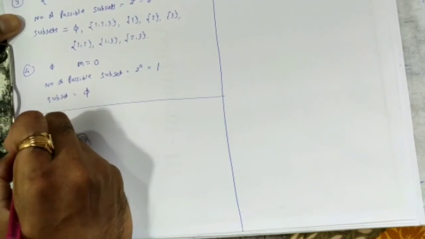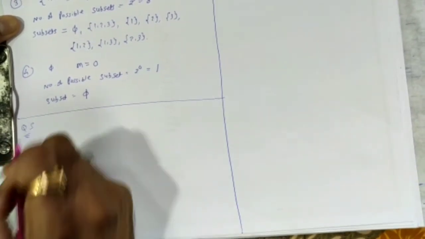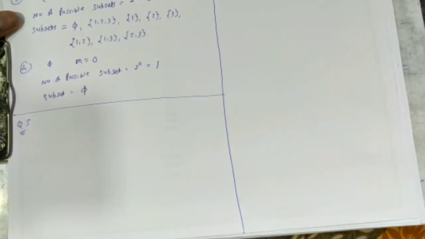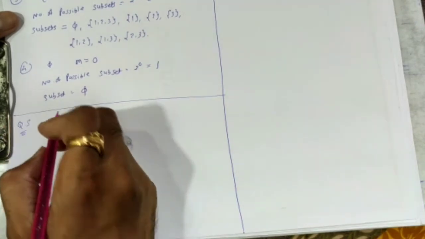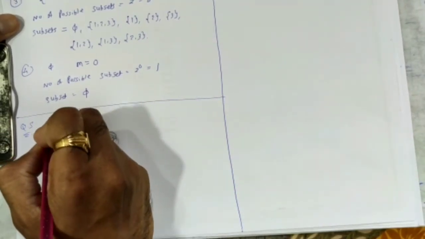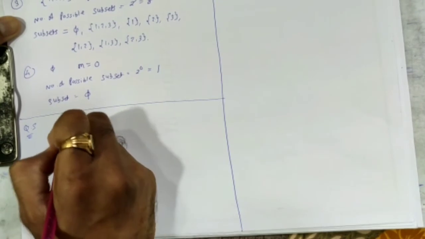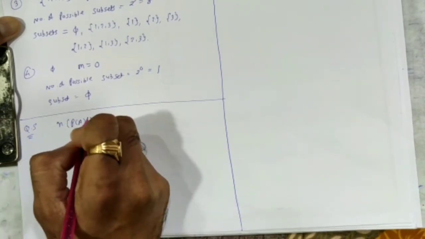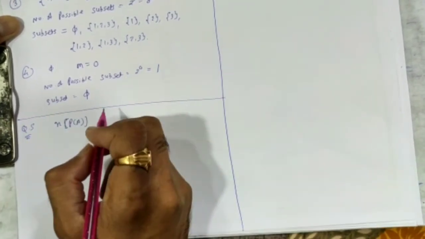Now next one is question number 5. Question number 5 is the important question for 1 mark. How many elements has P of A? कोई मुझे बताएगा ये P of A क्या होता है? How many elements are there in P of A?